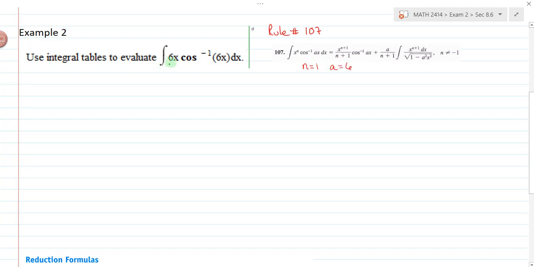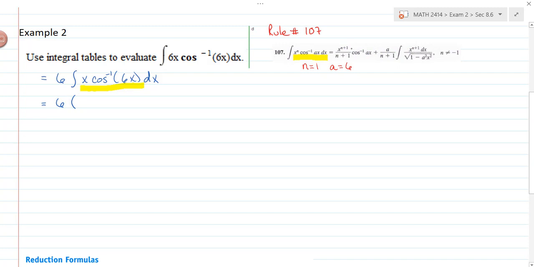And then we have this extra 6 right here. What do we do with that extra 6? We can rewrite this as 6 times the integral of x cosine inverse 6x dx. Now our integrand looks just like the integrand over here where n is equal to 1 and a is equal to 6. But because this 6 is out in front of the integral, you don't want to forget about that. So when we write our answer up, looking at the right-hand side of this equals sign, I want to make sure that that 6 stays out front.